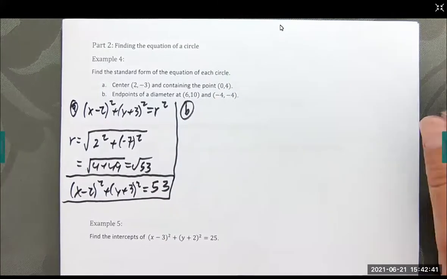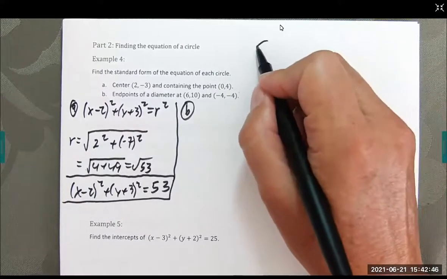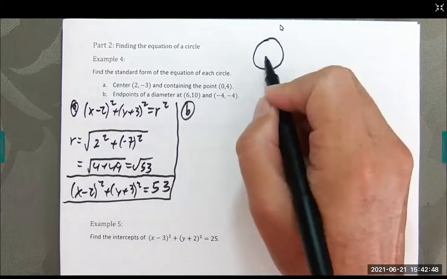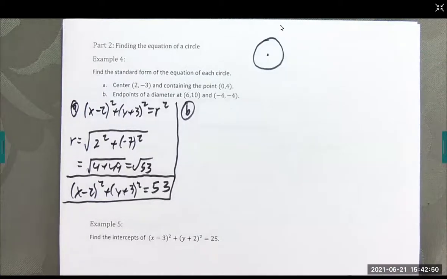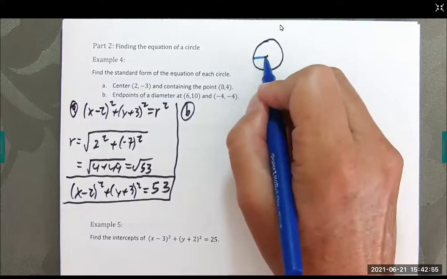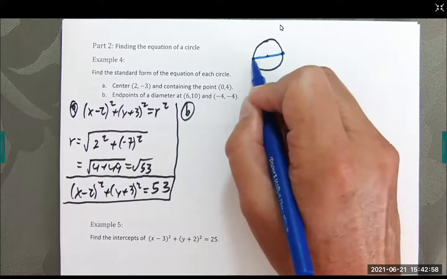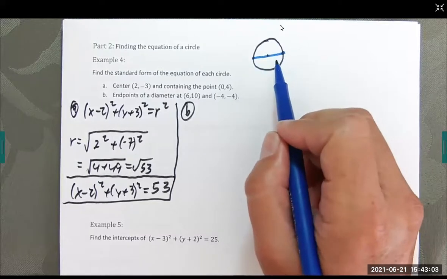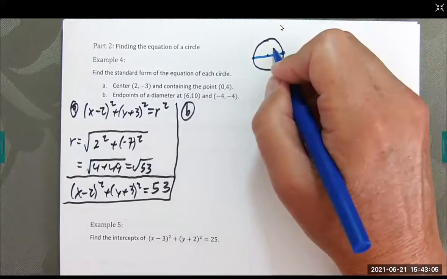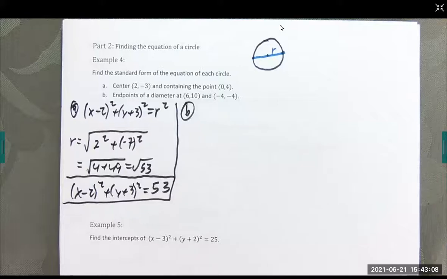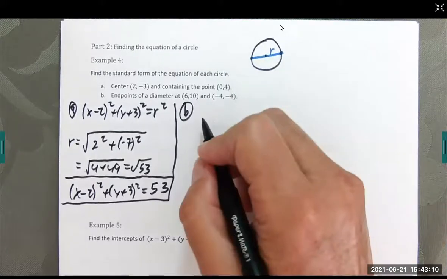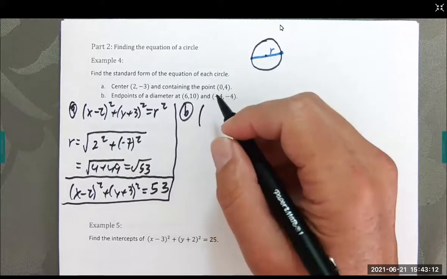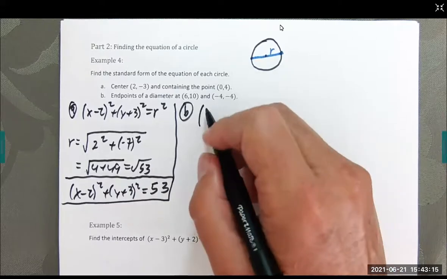So part B, we have endpoints of a diameter. And just to be clear, when we have a circle, the diameter is going all the way through the center to the other side. So here's an endpoint of a diameter, which means once I get from here, I can get what r is. But before that, we need to find the midpoint of this line segment. If you remember, that's the average of the x's, comma, average of the y's.